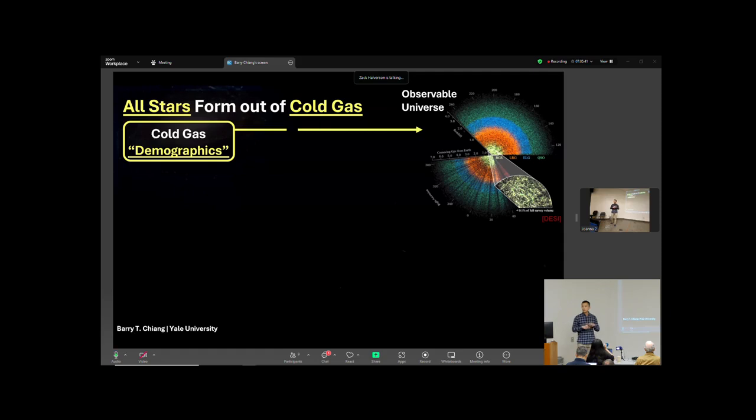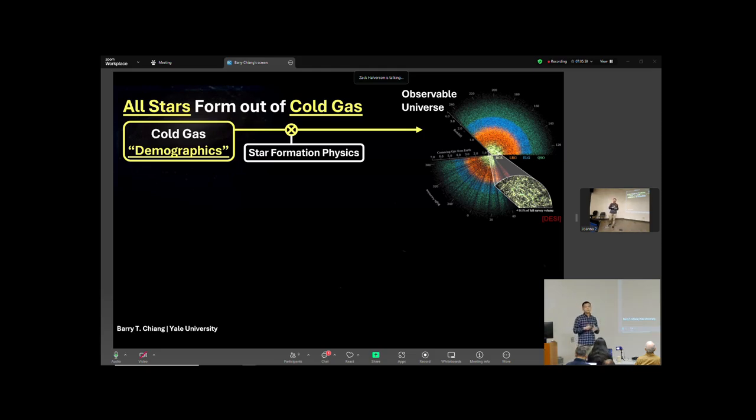We start out with cold gas demographics. So where and how is the cold gas distributed in the universe? What are the structures of cold gas? And also, is cold gas multi-phase, clumpy, or both? And we couple that with star formation physics to produce the visible stars and galaxies, right?